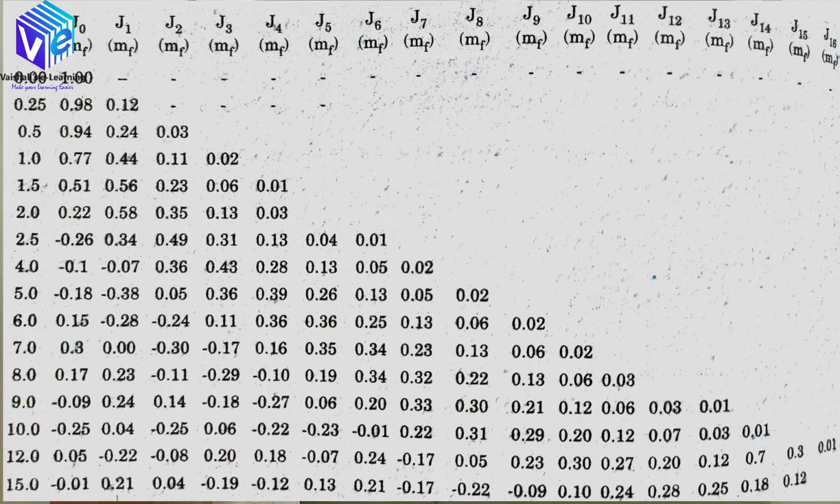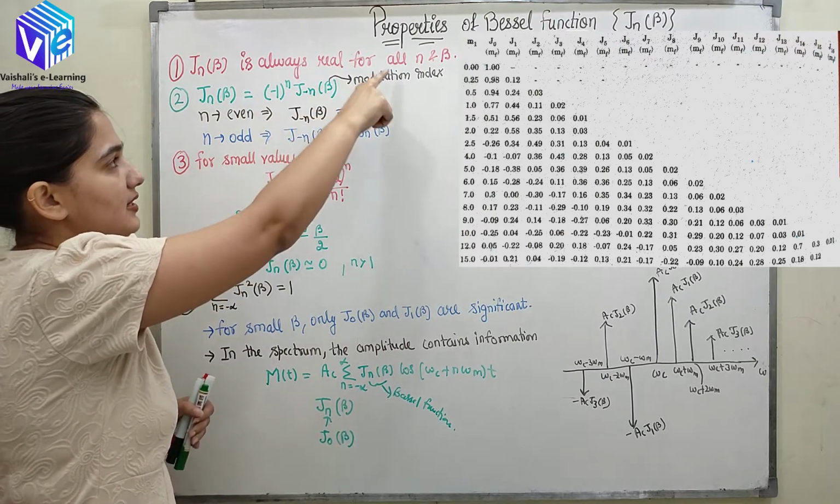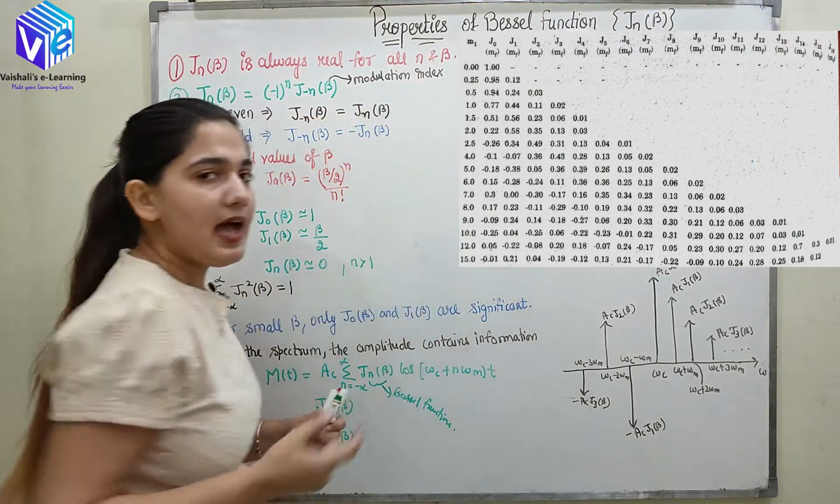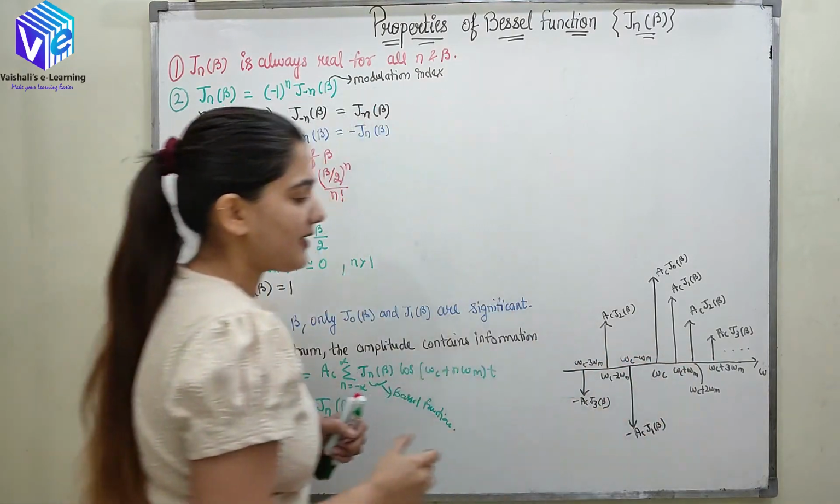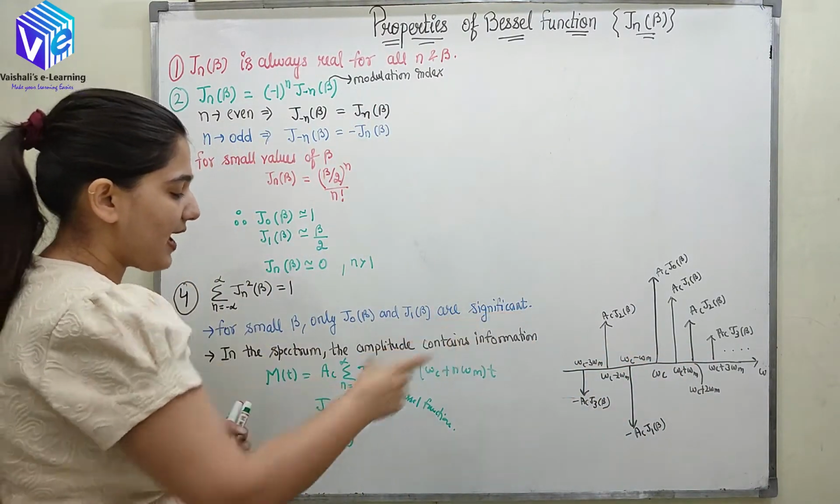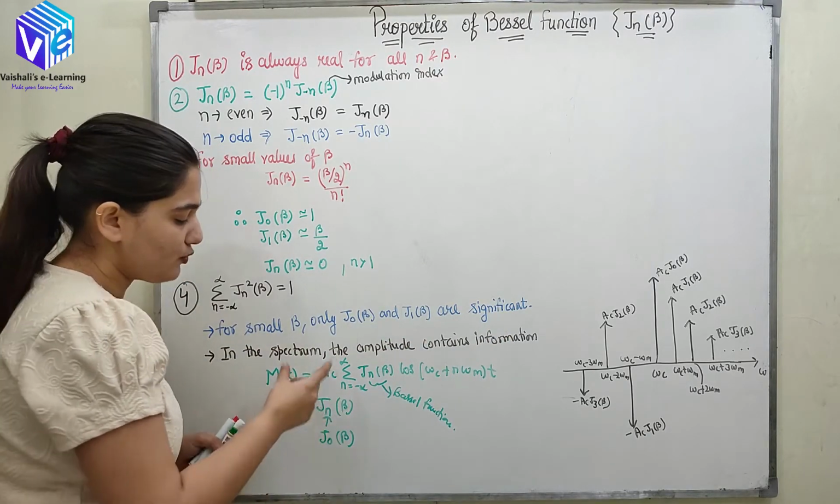If I see all the values, I can deduce one more conclusion: all the values are real for every value of n and for every value of beta. Nowhere in the chart can you see any imaginary number. So J_n(beta) is always real for all n and beta. When I was drawing this frequency spectrum representation, I had to plot this in the frequency domain.